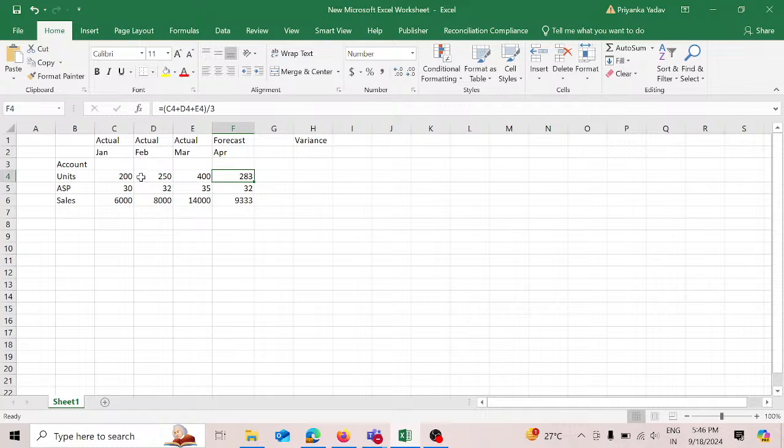So here we will use the last 3 months, which is January, February, March. We add them and we find their average. This is the moving average. So this we have done for the units. Similarly, average selling price also we have derived through this, and sales also we have predicted, the total sales. So based on this moving average, the forecasted sales for April is $9,333.